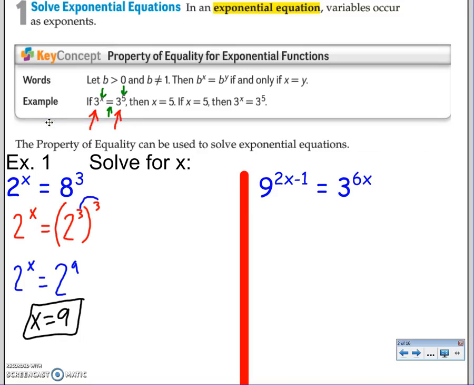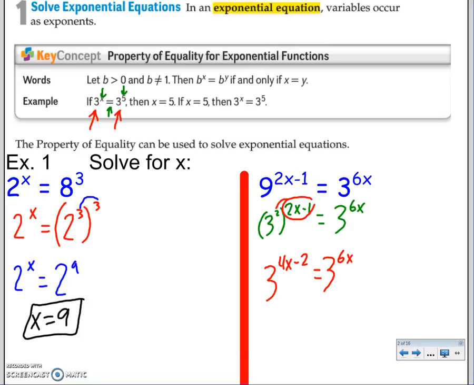Right over here, same idea. I do not have the same bases. Now, is it easier to turn 3 into 9 or 9 into 3? Well, we know 9 is really just 3 squared. So let's fix this 9 and change it to 3 squared, and leave this out here the same. Now I do power to the power, I can multiply this. So that's really 3 to the 4x minus 2 equals 3 to the 6x. We have same bases, 3 and 3, so the exponents are equal to each other: 4x minus 2 equals 6x.